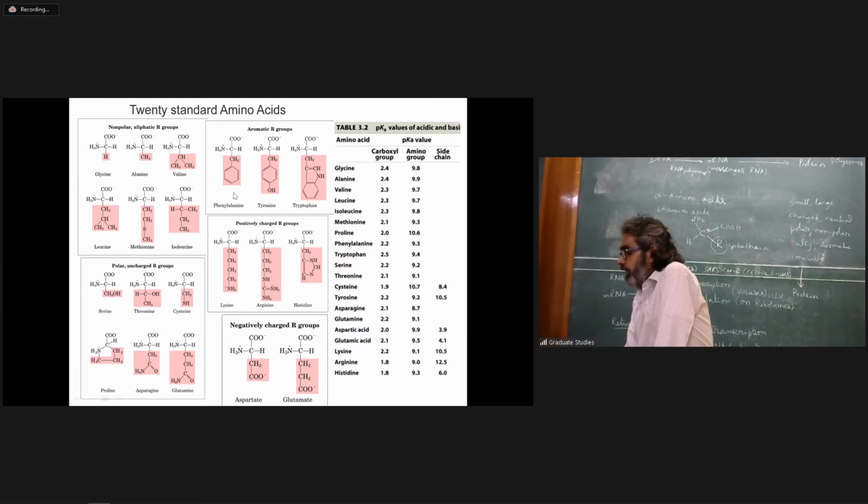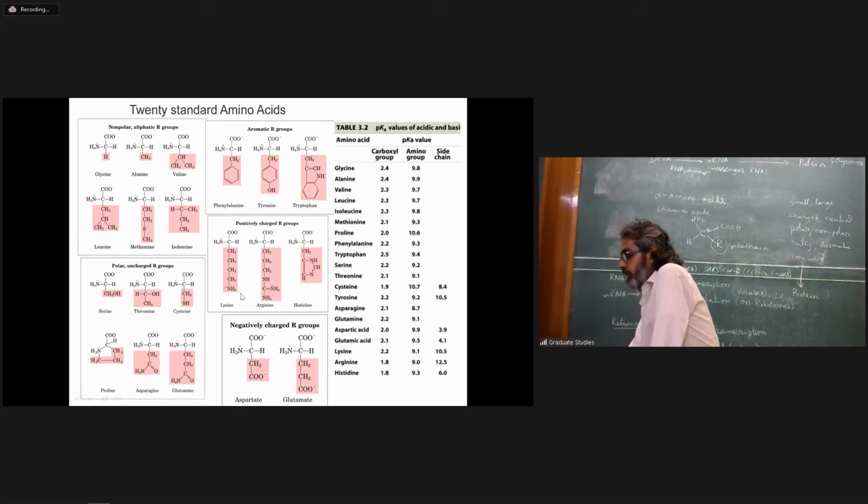And aromatics: phenylalanine, tyrosine, and tryptophan. Phenylalanine and tyrosine have a benzene ring. Tyrosine has an additional OH group, and tryptophan has a bulkier aromatic group. So these three amino acids are important for optical excitation. So you can use absorbance as one of the properties to detect these amino acids in polypeptides of proteins.